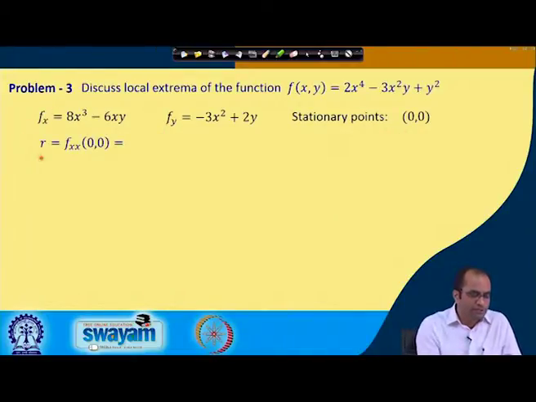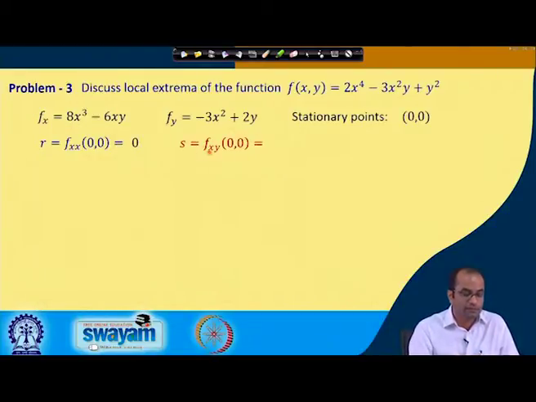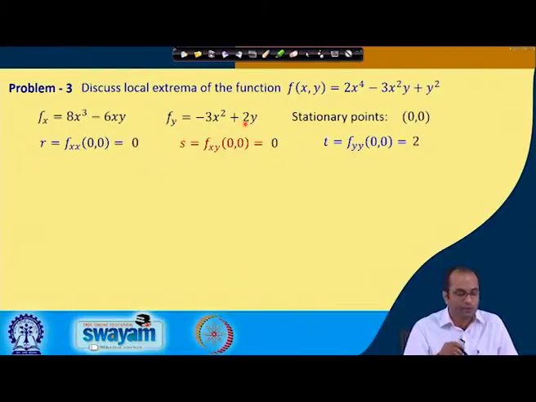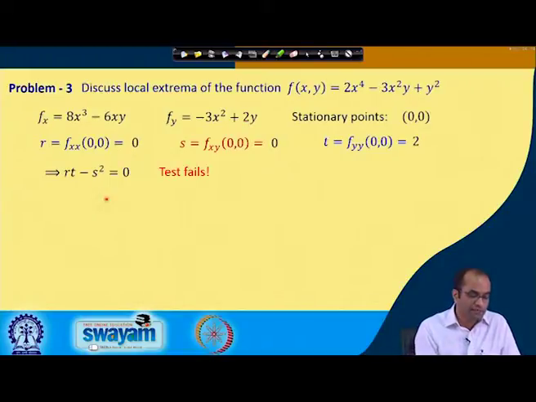When we compute f_xx, at (0, 0) this will become 0 because only an x or y term would survive. When we compute f_xy, the 6x will come, and at the point (0, 0) this will be 0. When we compute f_yy, we differentiate with respect to y again and get 2. Similar to the previous case, we have rt minus s squared, so this test fails again, and we will use a similar idea to what we did before.